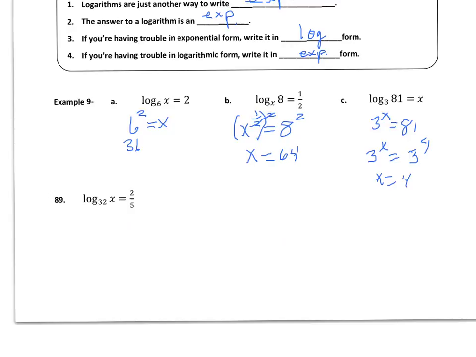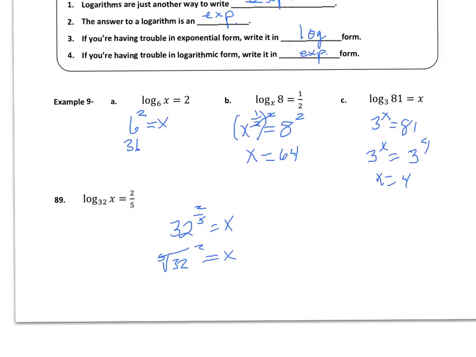Last one and we're done. Now this looks a little screwy, but again, let's try exponential form and see what we can do with it. What's exponential form here? 32 to the 2/5 equals x. Now we've got to figure out 32 to the 2/5. Let's put this in radical form. So this is the what root? The 5th root of 32 squared. What's the fifth root of 32?